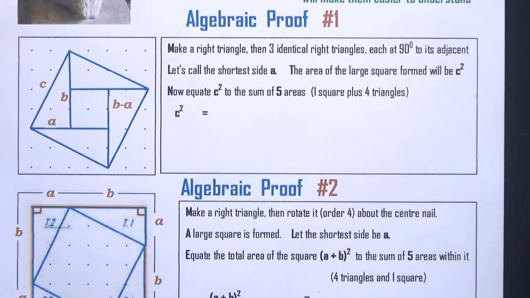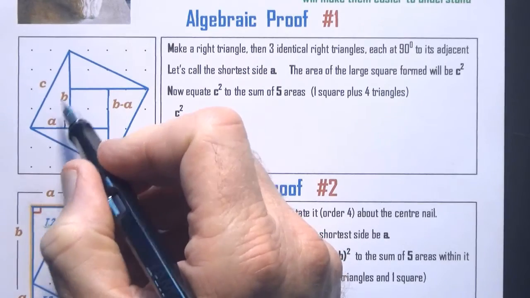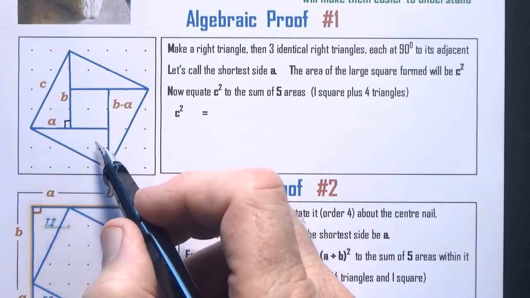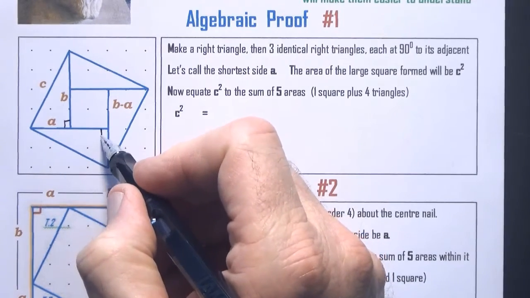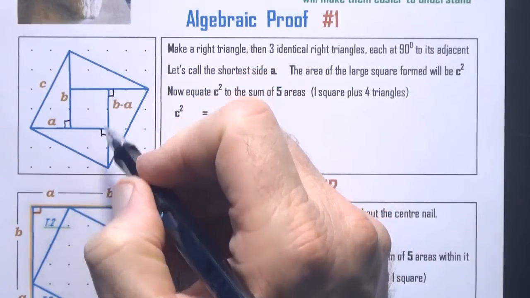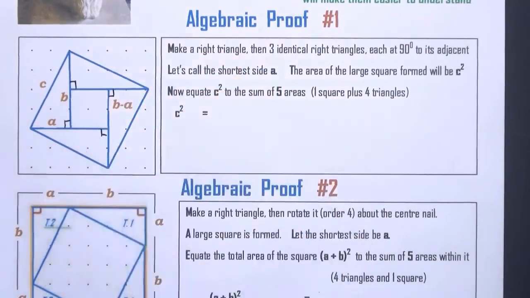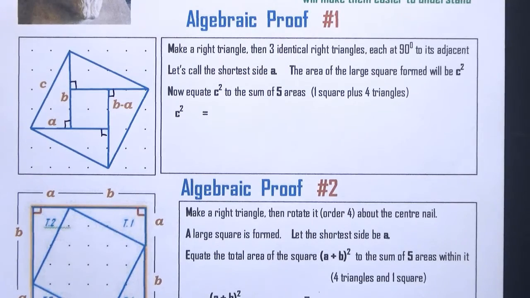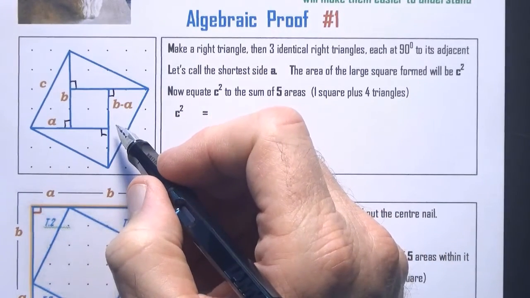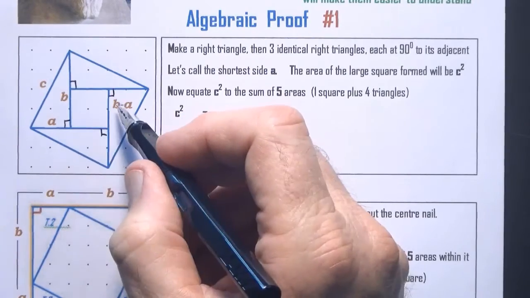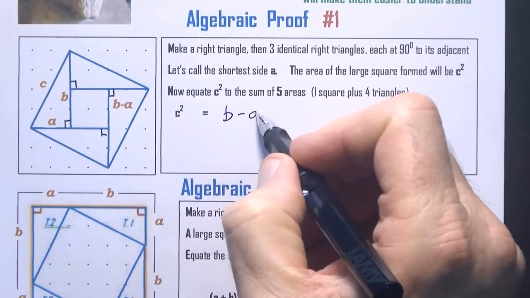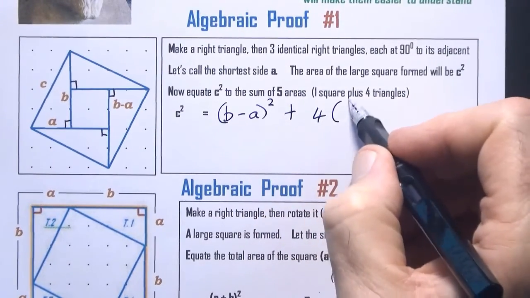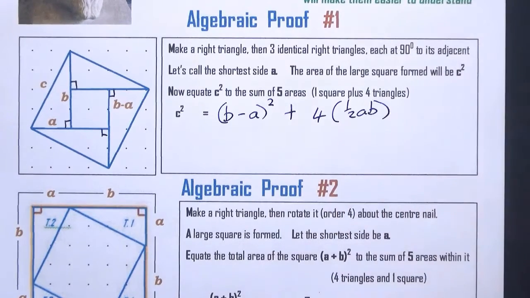We start by making a right triangle, ABC. Now we rotate this right triangle 90 degrees anti-clockwise, 180 degrees, and 270 degrees. So we end up with 4 identical right triangles and a square in the middle. By looking at the square first, I see the side of this square is B minus A, so that would be B minus A squared, and then 4 times half AB, which would be the 4 right triangles.